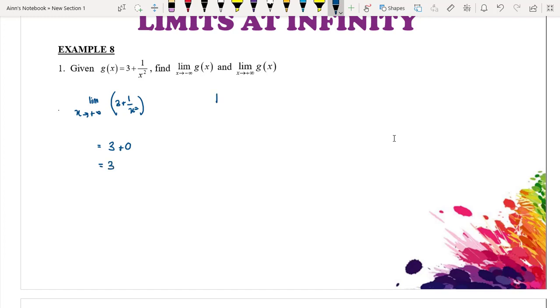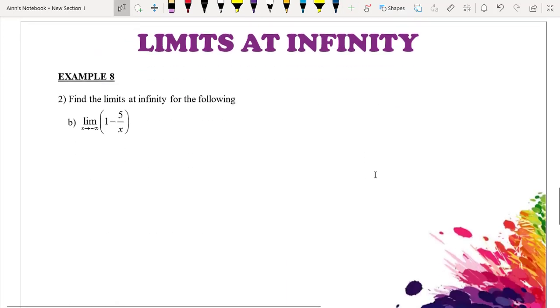Now we have the limit as x approaches negative infinity, where g(x) is 3 plus 1 over x squared. We still do the same thing. Substituting negative infinity into 3 will still get 3. Substituting negative infinity into x here, we will still get 0. So the answer here is 3. Let's see the next example.